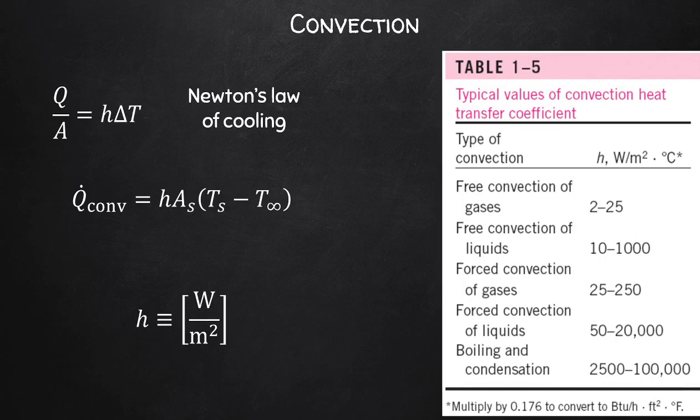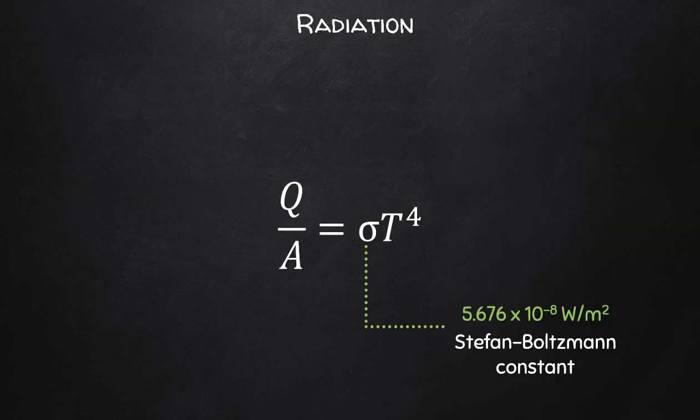Similar to conduction, the driving force for convection is the temperature gradient, while the vehicle for transfer is the convective heat transfer coefficient, h. And realize here that h depends on the motion of the fluid. So in the table shown, as you can see, an increase in the fluid motion typically would increase the convective heat transfer coefficient. And lastly, we have heat transfer via radiation.